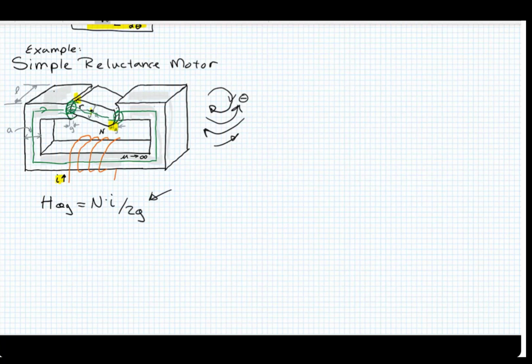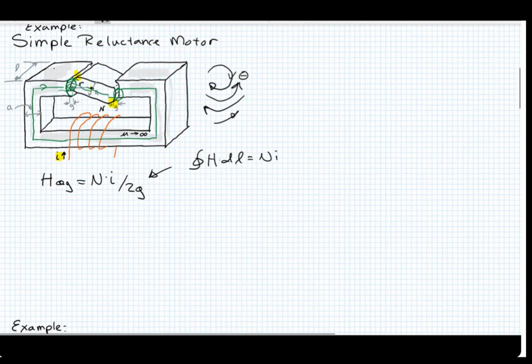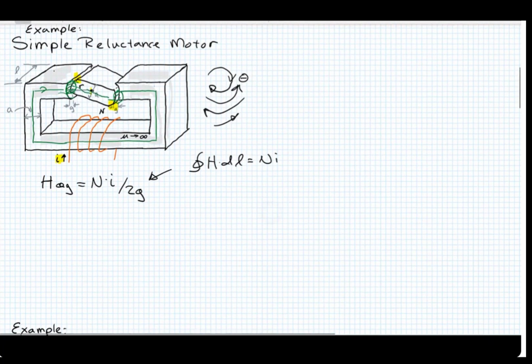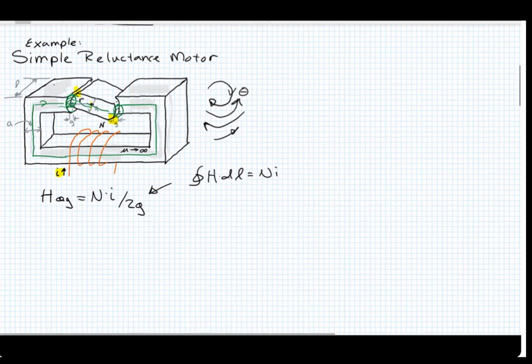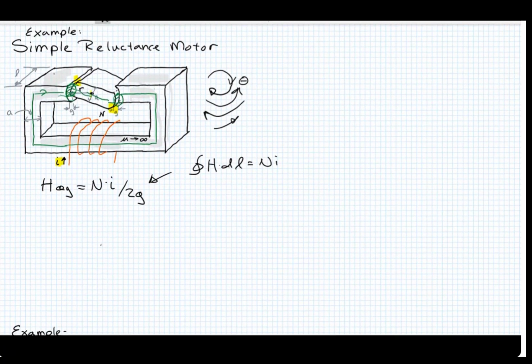So this is really coming from the integral of H dot dl equals I, or Ni. And we don't have to find the reluctance of the core because of the infinite permeability. We just find the reluctance of the gap. So it's quite simple.